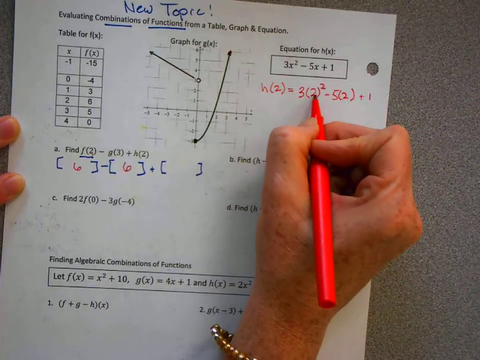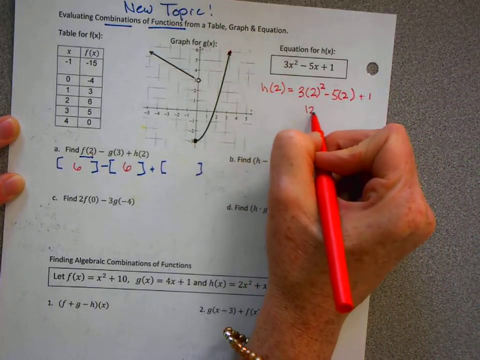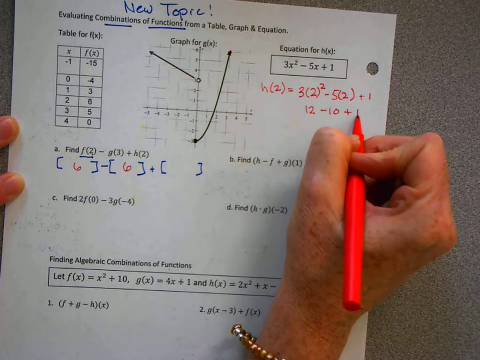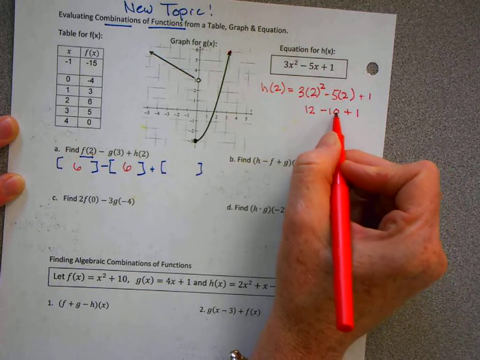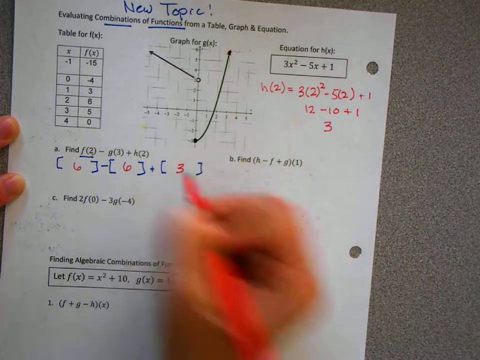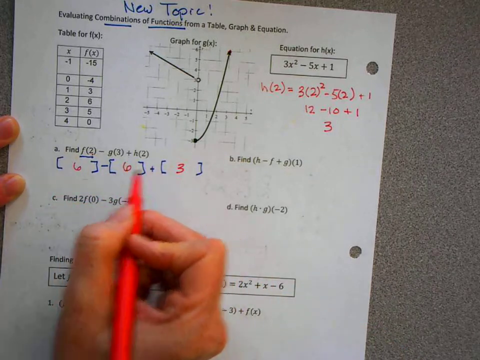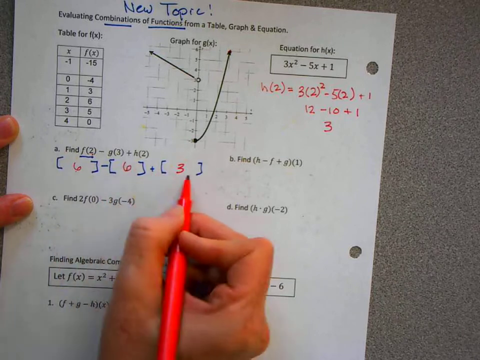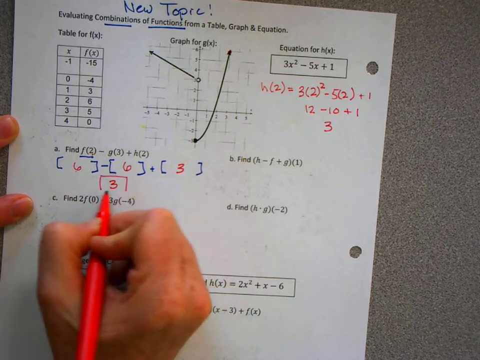Well, 2 squared is 4, 3 times 4 is 12. Negative 5 times 2 is negative 10 plus 1. 12 and 1 is 13, minus 10 is positive 3. So I evaluate the 3. Now I've evaluated all 3 functions. Now I'm going to combine them. 6 minus 6 is 0, plus 3 is 3. Okay?